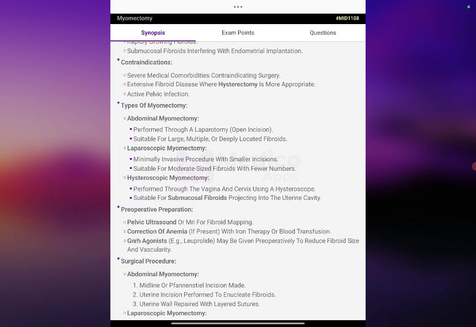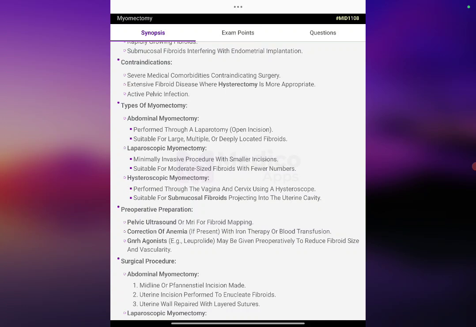Abdominal myomectomy is performed through a laparotomy incision, suitable for large, multiple or deeply located fibroids. Laparoscopic myomectomy is a minimally invasive procedure with smaller incisions, suitable for moderate-sized fibroids in fewer numbers. Hysteroscopic myomectomy is performed through the vagina and cervix using a hysteroscope, suitable for submucosal fibroids projecting into the uterine cavity.